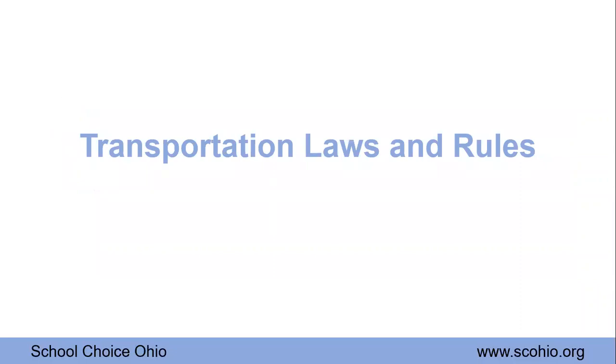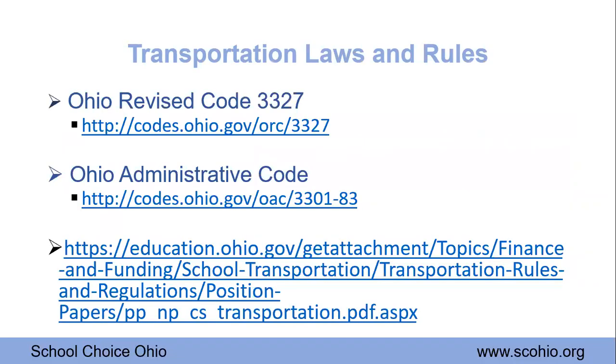So let's take a look at key transportation laws and rules. Like most education policies, there are normally three sources of requirements. State laws are found in Ohio Revised Code, in this case, in Chapter 3327. These laws are the result of legislation passed by Ohio's General Assembly and signed by the governor. Most of the statutes that govern how school transportation works, particularly transportation of charter and non-public school students, are included in this Chapter 3327 of Revised Code.